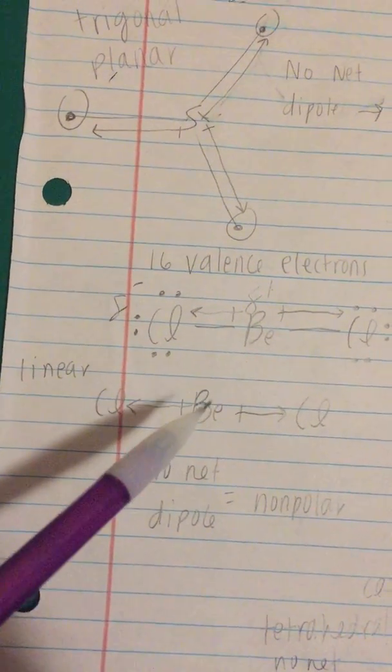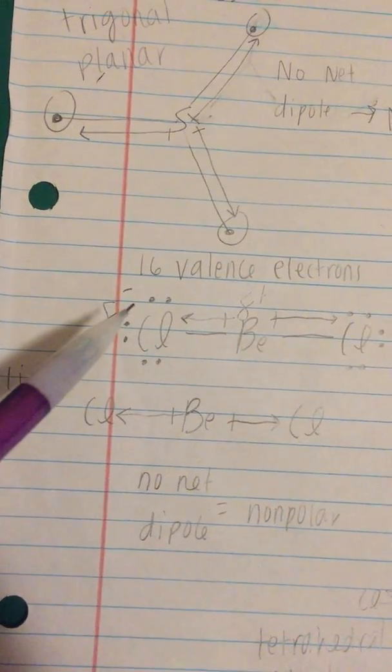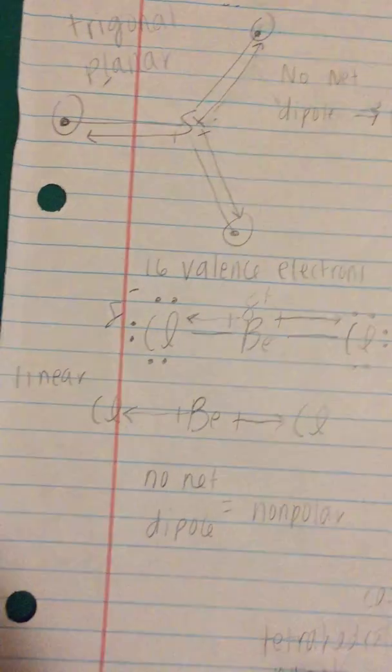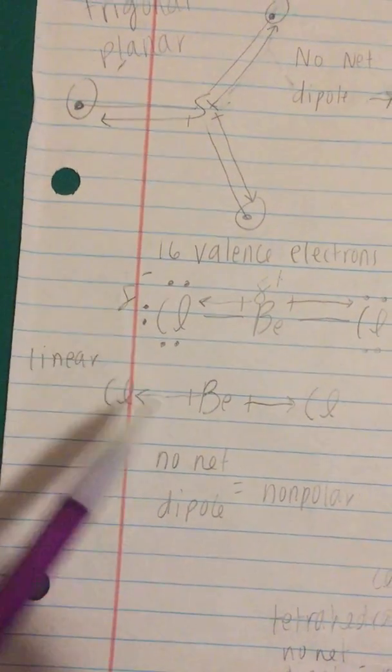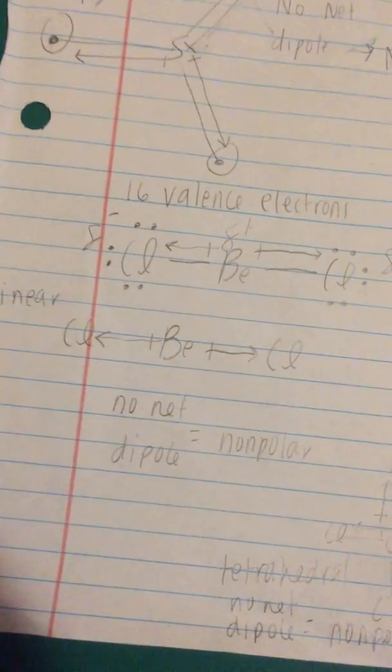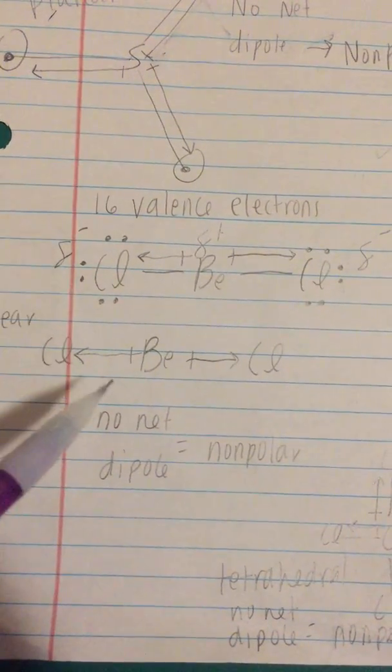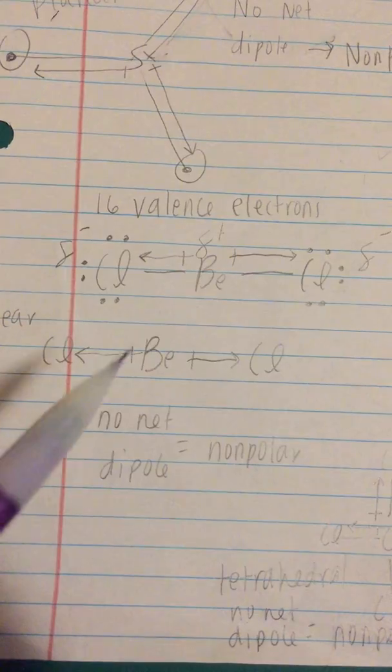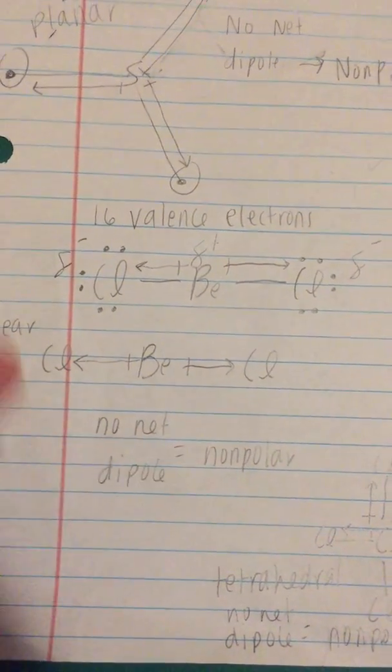Next, the molecular geometry of BeCl2 is linear, as there are no non-bonding pairs on Be. Because both of the bonds are the same, there's no net dipole, and this molecule is nonpolar.